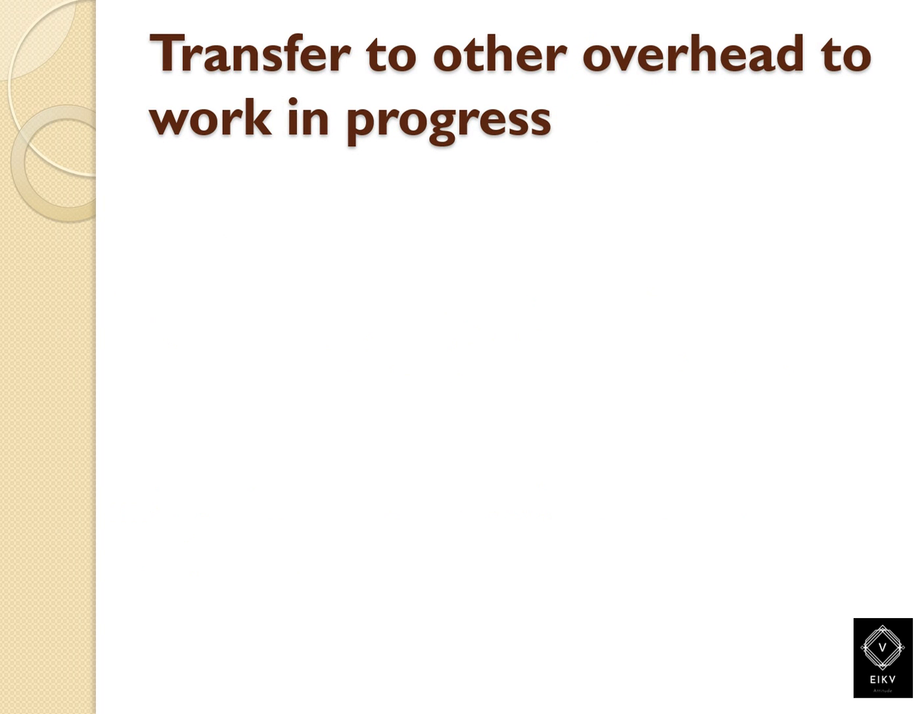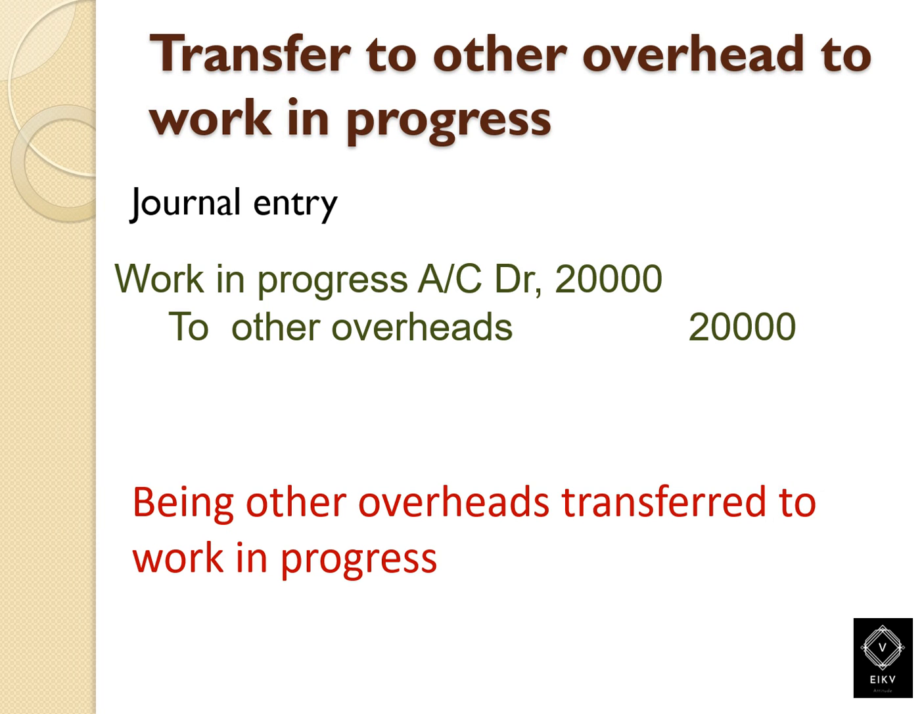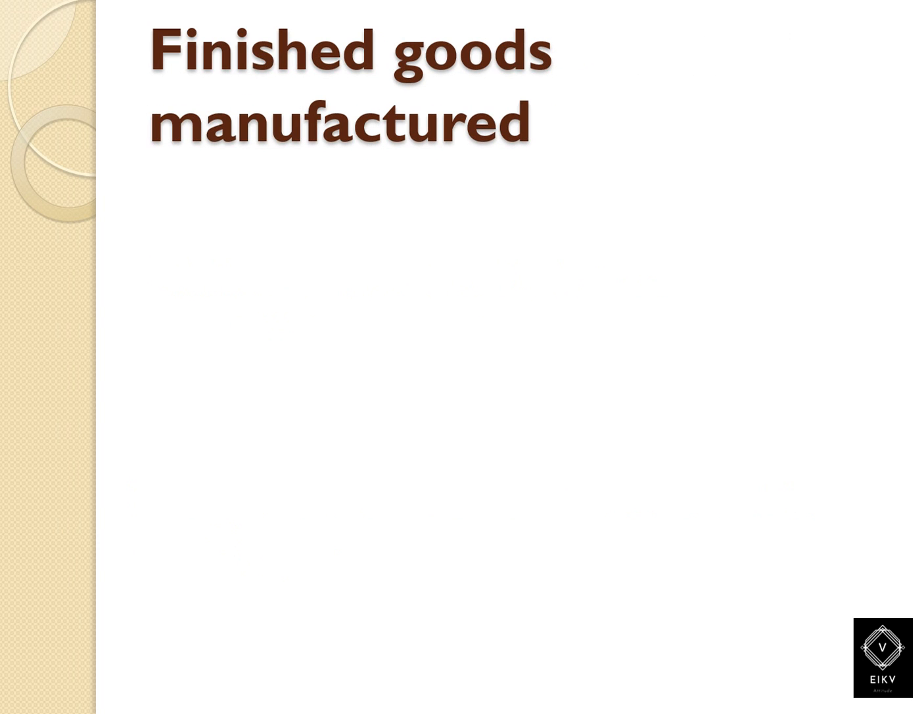I'll go for the further entry, transfer of other overheads to work in progress. This is an entry where we charge the other overheads to work in progress. Therefore, the entry will be work in progress account debit to other overhead account. Work in progress will be increased by rupees 20,000 and other overhead expense will be decreased. So the other overhead expenses will be charged to the finished product. The narration will be: being other overhead transferred to work in progress.